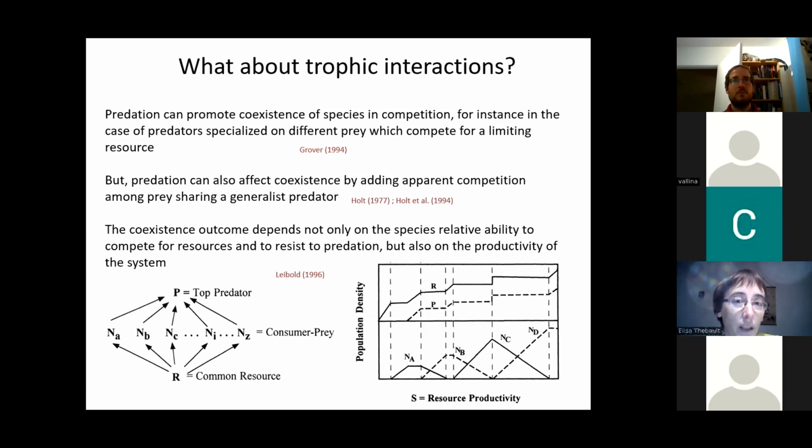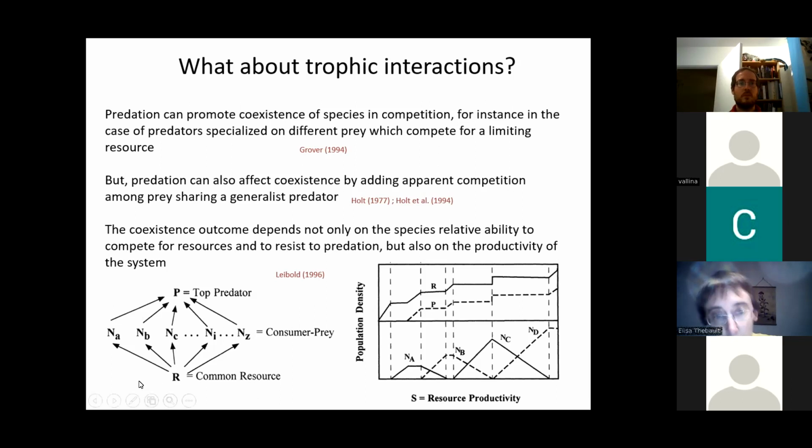Meanwhile, predators that are quite generalist can also strongly affect coexistence by adding apparent competition among prey. So it can also add another constraint to species coexistence. And in fact, it has been shown by different models that coexistence outcome depends not only on species' ability to compete for resources and resist predation, but also on ecosystem properties such as the productivity of the system.